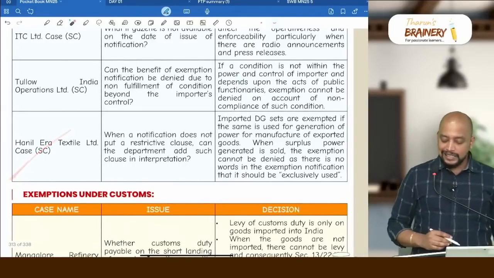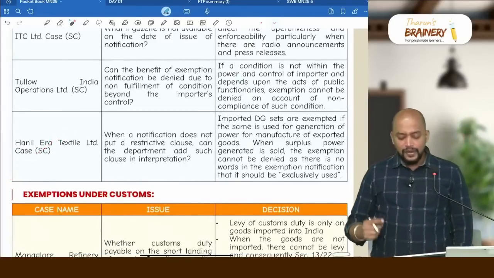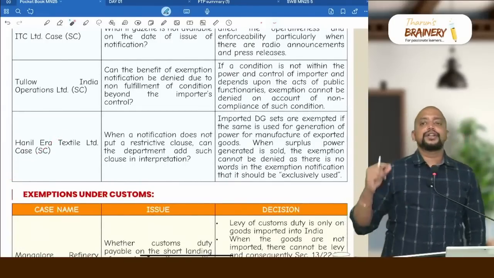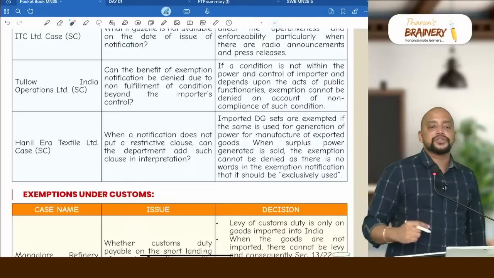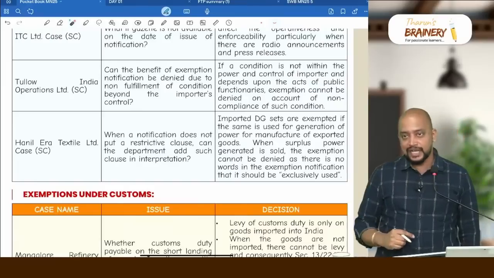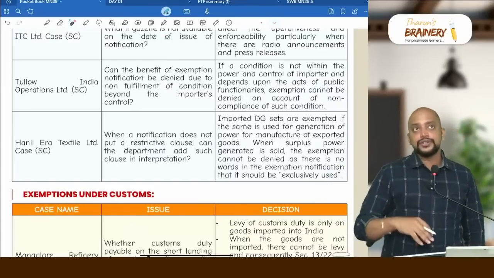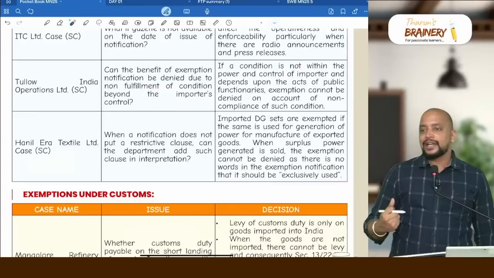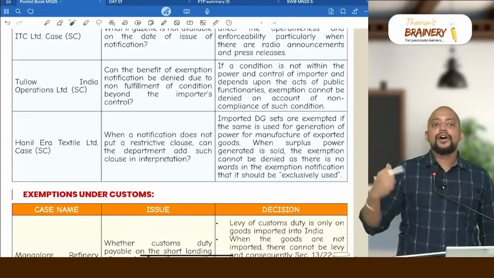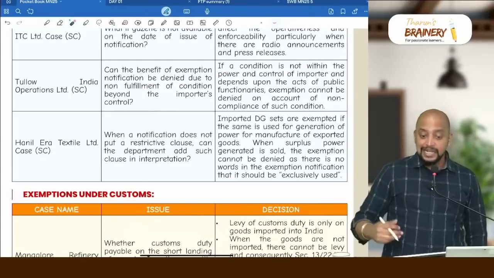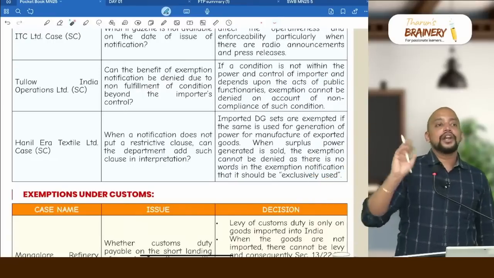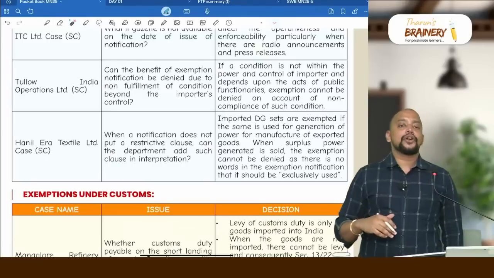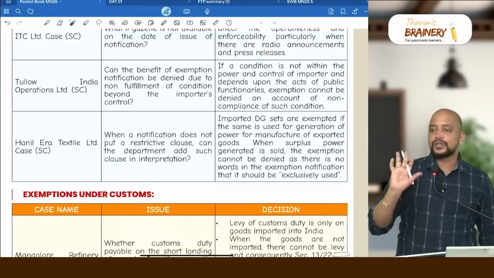Then the Hanil Era Textiles case, that is, whenever there is no restrictive clause in the notification, we should not add such a restrictive clause while interpreting the notification. What is the issue in this case? If you are importing a diesel generator set for the purpose of generation of electricity and that electricity is used in export production, then on import of the diesel generator set you are not required to pay customs duty. This is what is given.